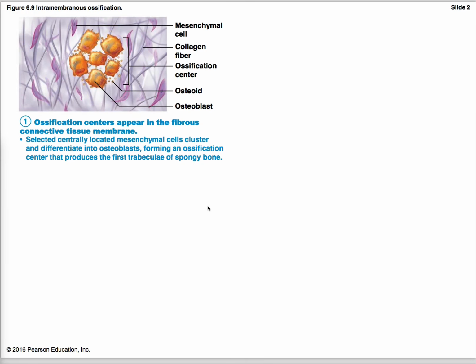So let's look graphically at what happens in the previous steps that we just went over. In the very first step, you have these mesenchymal cells, and they end up specializing into osteoblasts. After the mesenchymal cells turn into osteoblasts, they start to aggregate and cluster up. When they start clustering up, this is when you end up getting what we call the ossification center.